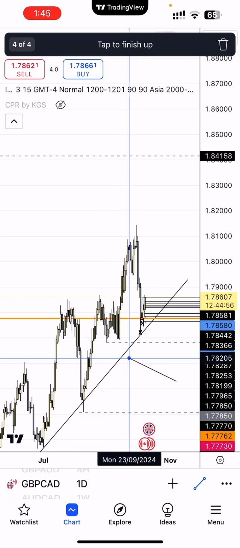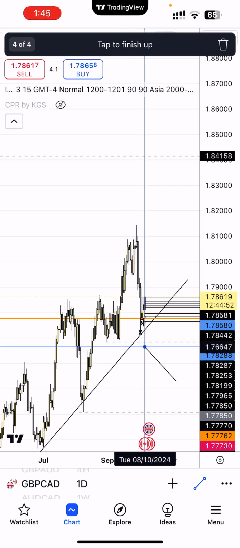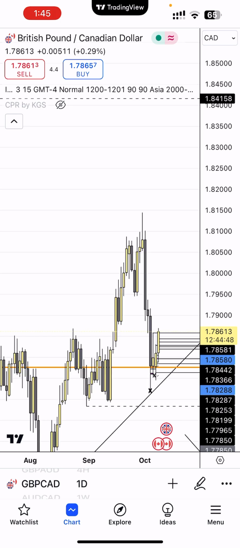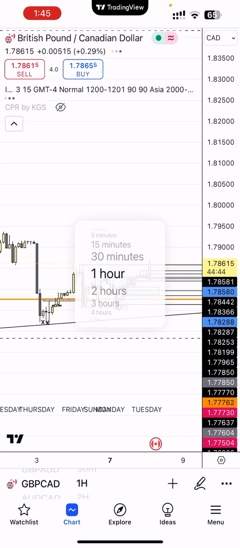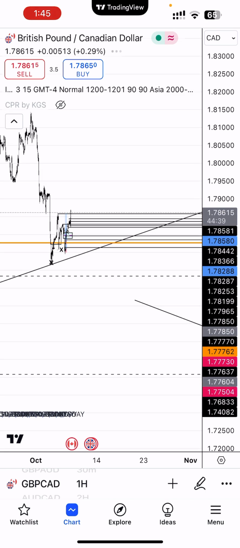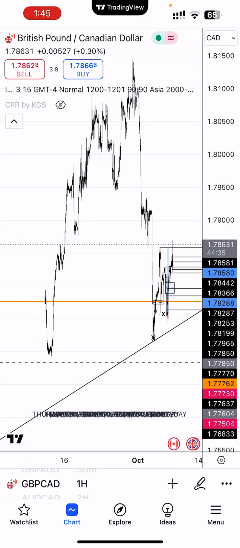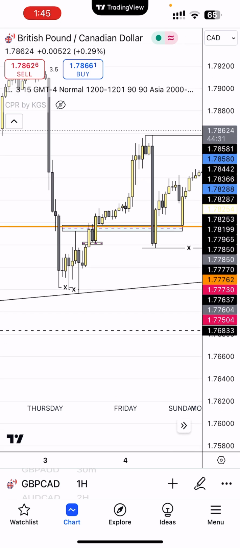It will act as a demand. Plus, I thought we will sweep this low, and after that, the market will go up. But what happened is, if you go to the 4 hour time frame or a minor time frame, 1 hour, you can clearly see we are sweeping lows.